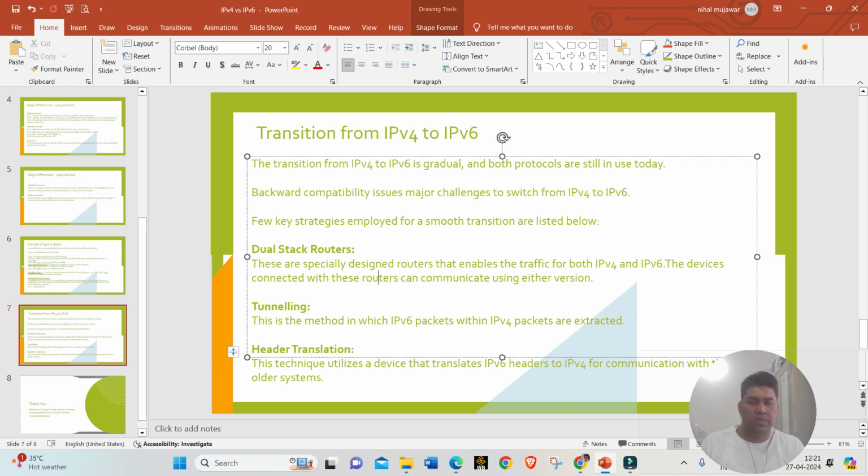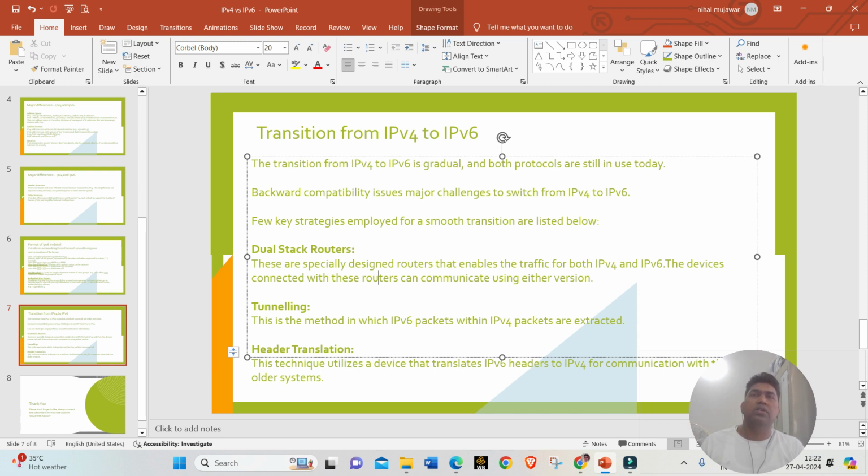Tunneling is another way in which IPv6 packets from IPv4 are extracted. So this is the tunneling method. And lastly, there's another technique that is called header translation. This technique utilizes a device that translates IPv6 headers into IPv4 for communication with the older system.